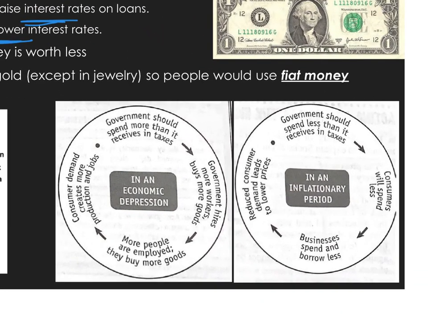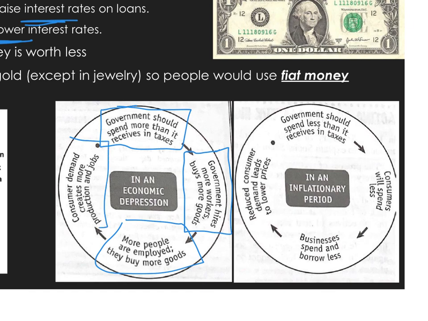And you can look at what the Federal Reserve should do and the government in relation, right? So in a period of economic depression, the government should spend more than it receives in taxes. The government can create jobs. So the government hires more workers. If the government pays people to work, they will buy more goods from other companies, and more people are employed. They buy more goods, and consumers' demands create more production and more jobs.